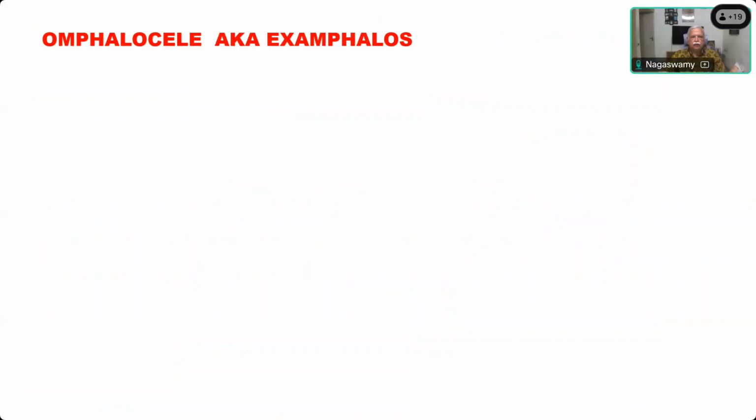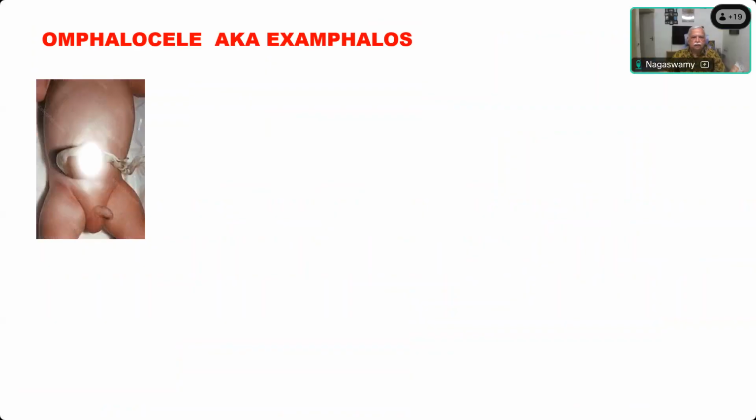Omphalocele is also called exomphalos. You can see that the swelling is attached to the umbilical cord. It invariably arises through a defect in the umbilical region, whereas gastroschisis is always lateral. It comes on the lateral side of the abdominal wall and doesn't have a covering. Whereas here you can see there is a covering, and you are not seeing any bowel directly outside.